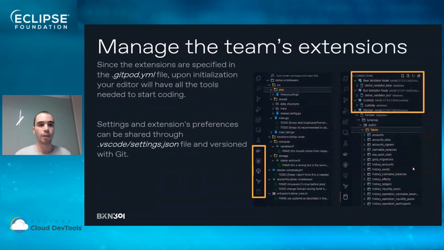For the extensions, we use a Gitpod configuration file. It's a YAML file where you list all your extensions. These will already be present when the window is open and are installed during the workspace initialization. We save our settings and preferences for our extensions in the JSON file of VS Code.